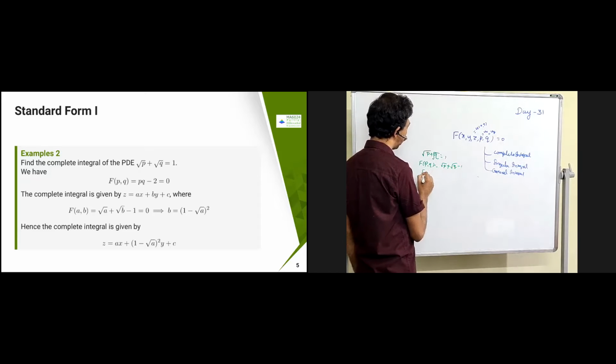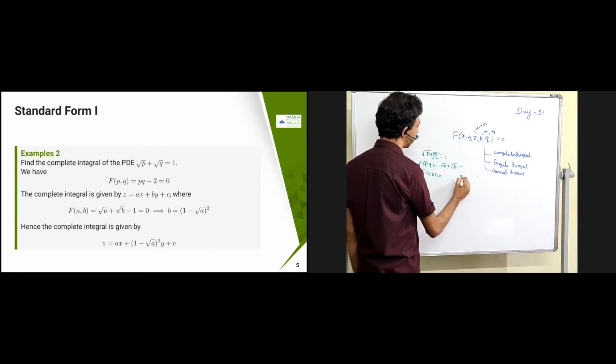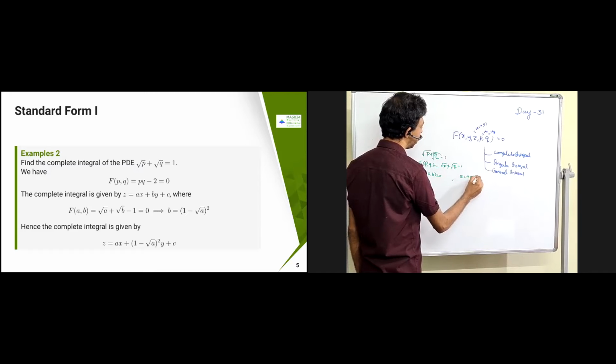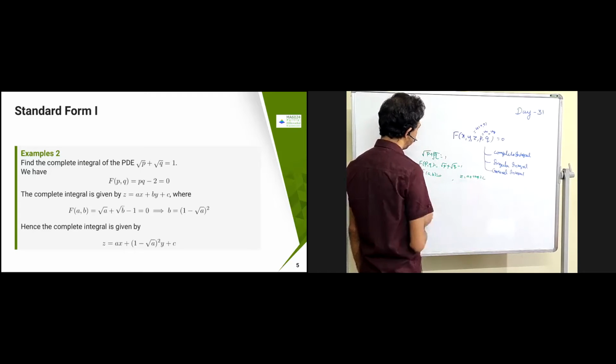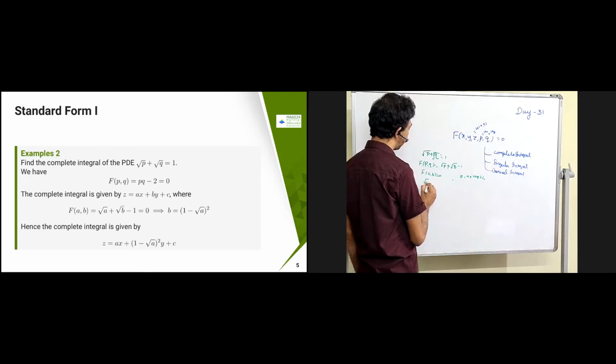Okay, so I need to assume this one, f of a comma b equal to 0. Again, I have to take z equal to ax plus by plus c. Okay, so then I can find root a plus.